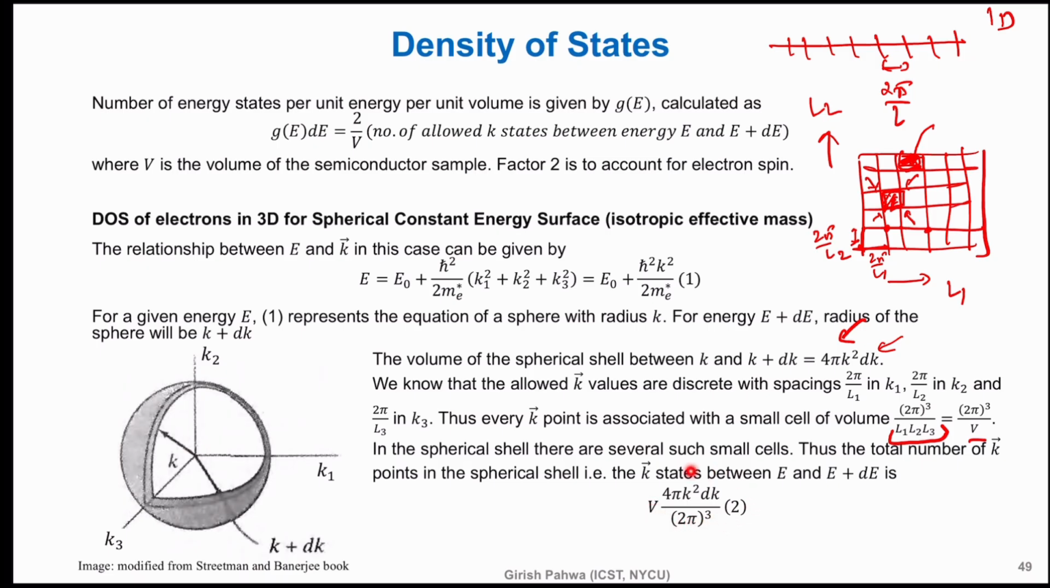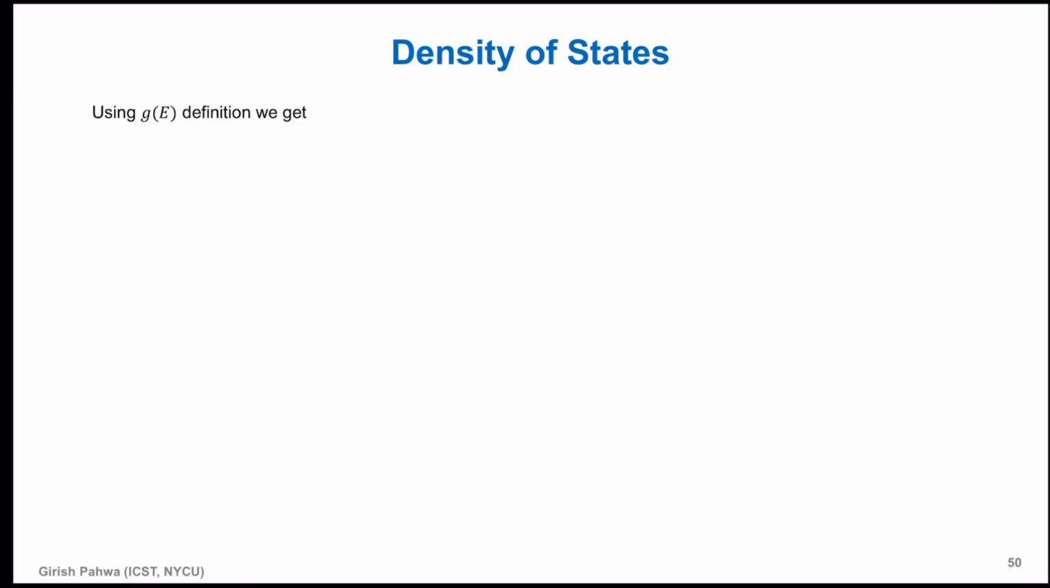Now I have this. What do I need to do now? I will divide this by dE, and then by the volume. So let's do that. So using this G(E) definition, what do we have? So 2 is for the spin again, and this is the number of K states divided by dE and divided by volume. And this was already there. So this cancels, and then you get dk by dE.